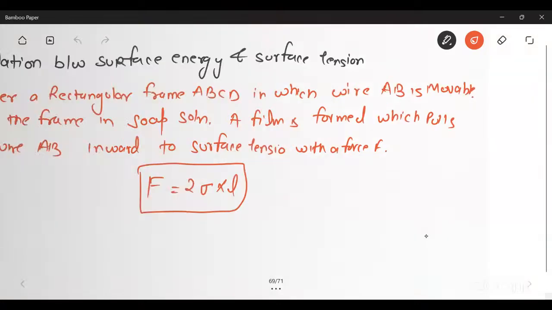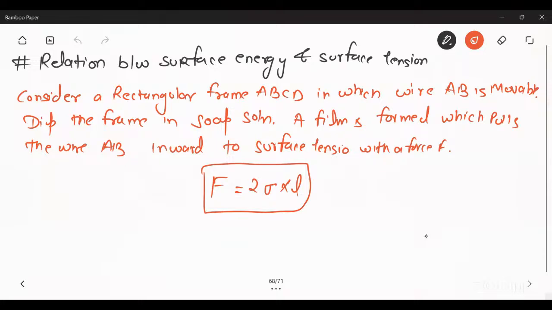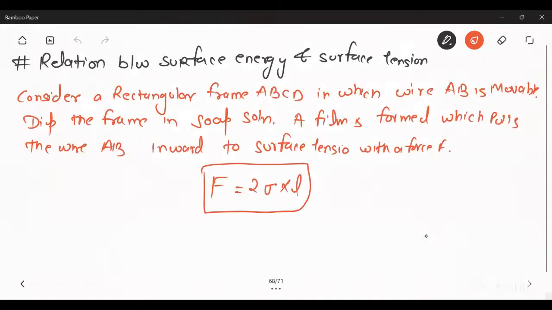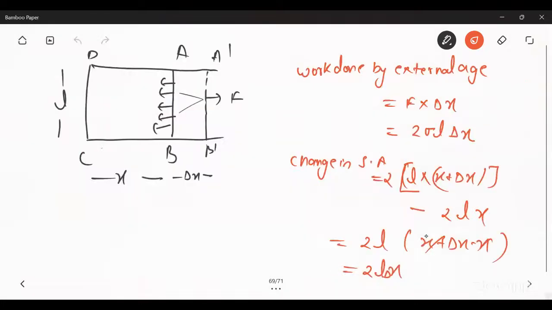We have dipped the frame in the soap solution, and the soap solution has two surfaces. That's why I have taken the force as 2 sigma into L. The work done by the external agent to increase it is force into displacement. If we apply the force and the displacement is delta x, we get the work done as 2 sigma L into delta x.